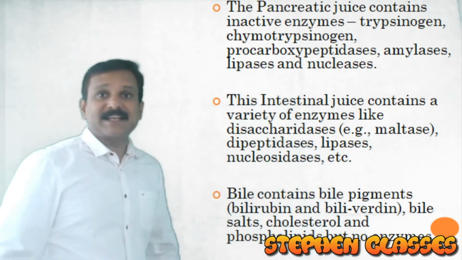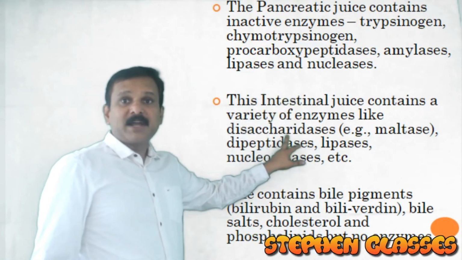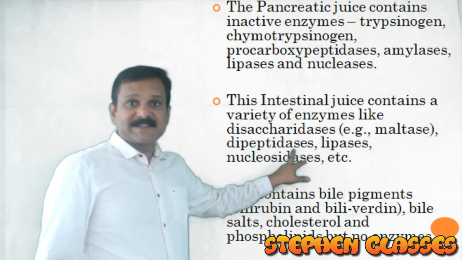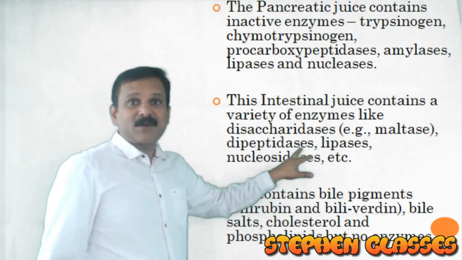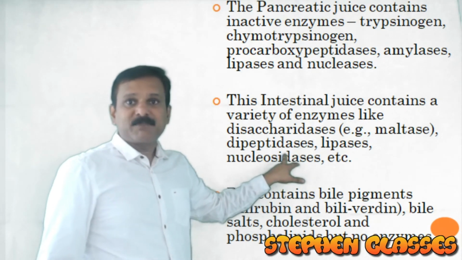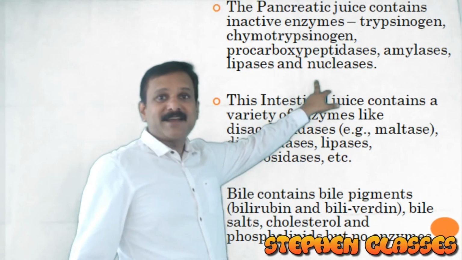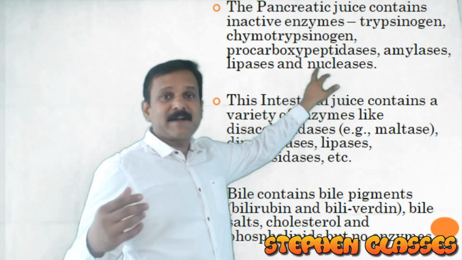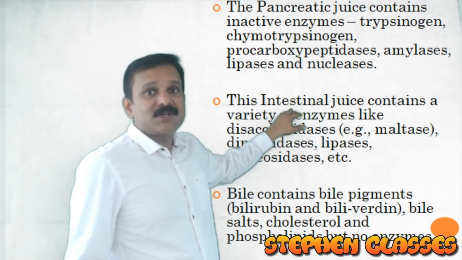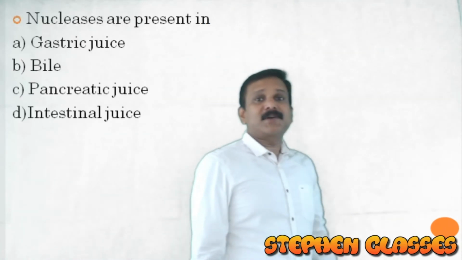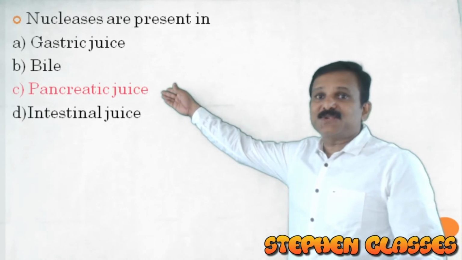Before going to the next slide, let me explain this also. Intestinal juice will contain disaccharidases, dipeptidases, lipases, and nucleosidases. See here, nucleases are not listed in the intestinal juice. In the pancreatic juice, you can find the nucleases. You got it? So enzymes which digest nucleic acid come partly from the pancreatic juice and partly from the intestinal juice. Now, coming back to our question, nucleases are present in the pancreatic juice only.